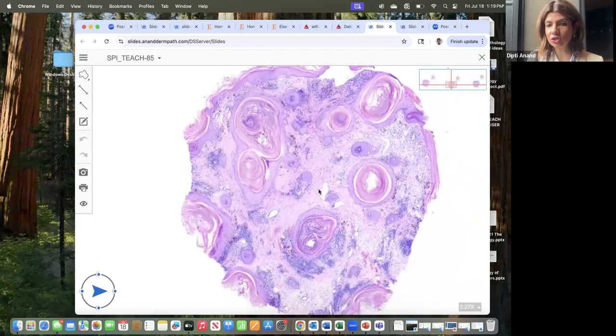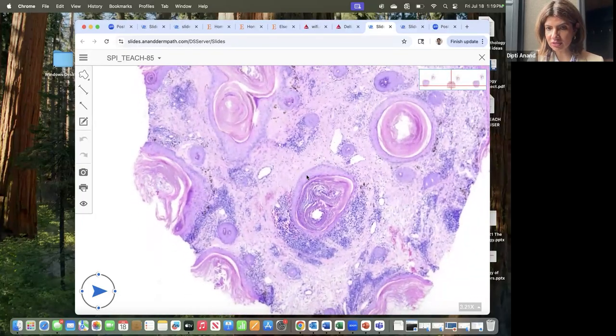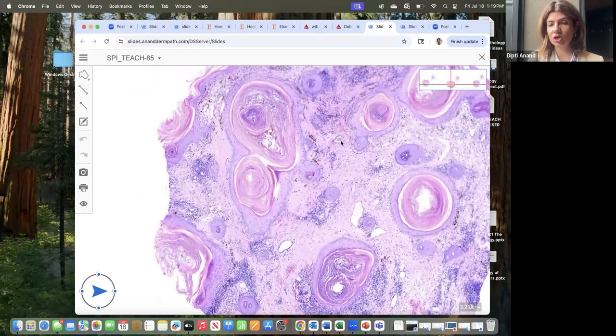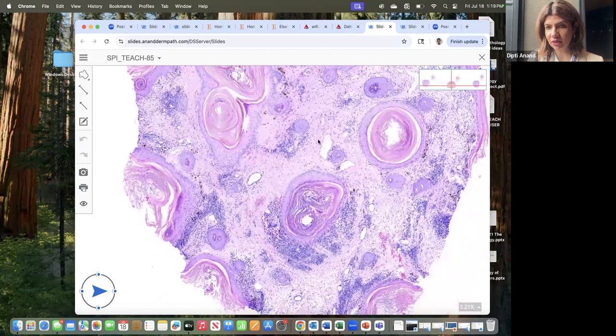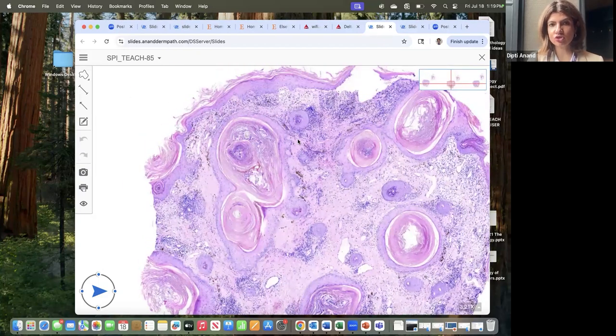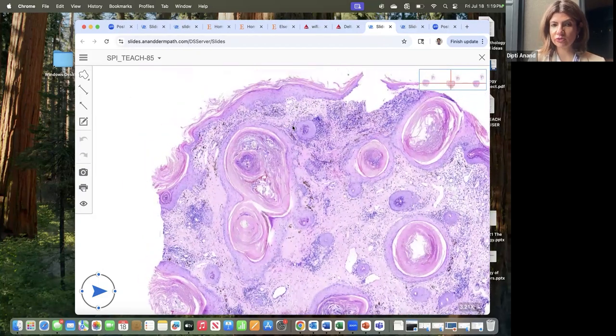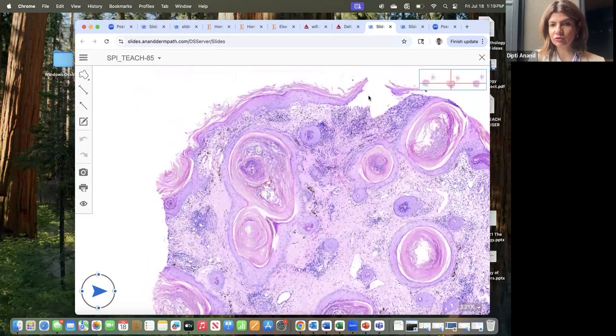And when you see a lot of inflammation around the hair follicles, that's more lupus. So lupus has perifollicular inflammation rather than LPP, which I will show you, which has perifollicular fibrosis. And in scarring alopecia from lupus, the entire overlying epidermis is involved.